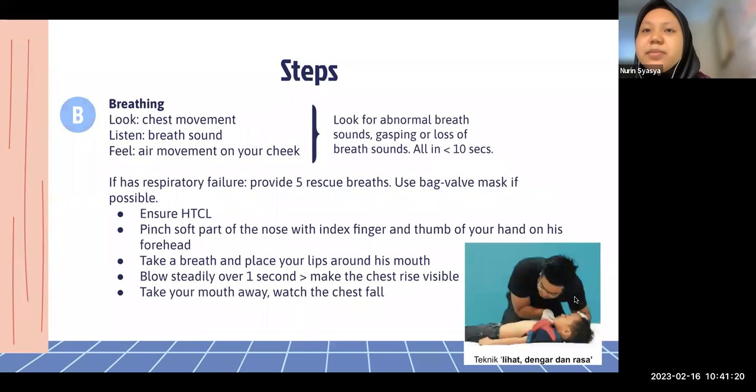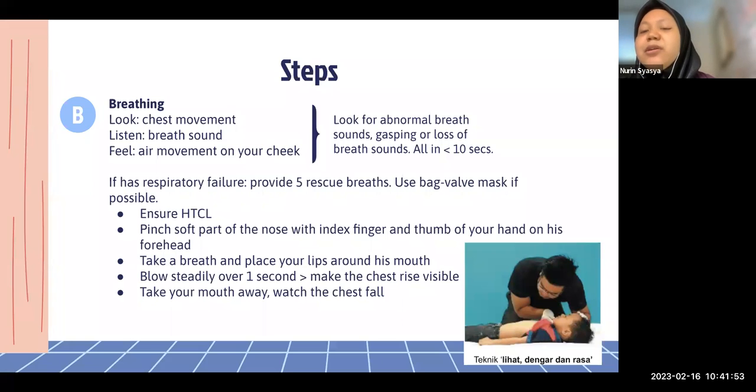Okay, next. B stands for breathing, in which we use the principle of look, listen, and feel. We look for chest movement, listen for any breath sounds, and feel for air movement on your cheek. You can see how we may perform it by looking at the picture below. All this must be performed within 10 seconds, including the airway. We look for abnormal breathing sounds such as wheezing and gasping, or loss of breath sounds.